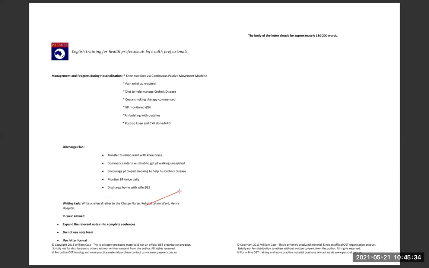So write a letter to the charge nurse, rehabilitation ward, Henry Hospital, and that is it. And then you have to expand the relevant notes into complete sentences. We don't normally discuss this, but it says do not use note form. That is exactly what OET is all about. You would be given the relevant notes, like the patient is having fever, vomiting, nausea. So these are the note forms. We have to complete them in sentences. That is how we do it.